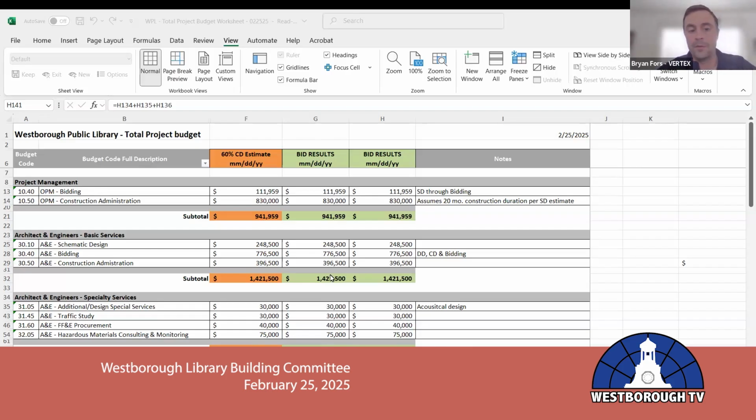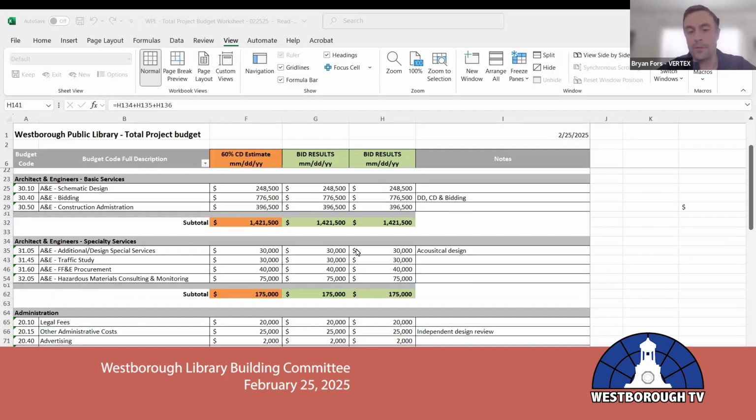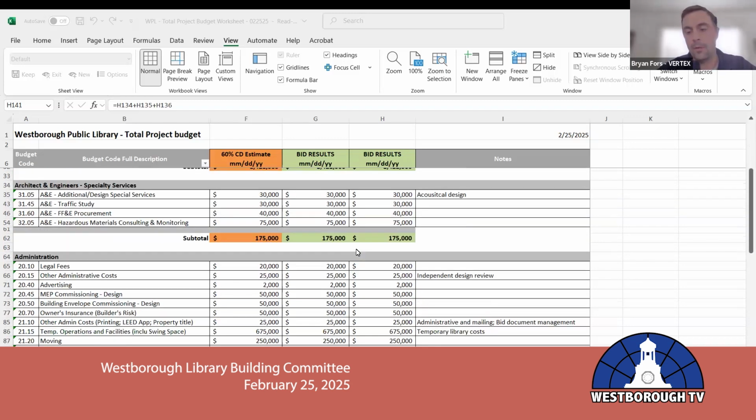We also have hazardous materials consultant and monitoring. We have a placeholder for that. That would be for any abatement for any asbestos or any air quality monitoring that would need to happen throughout construction. We then have some administration fees. And I know, Ed, if you want me to rip through this and then go back to the numbers that we need to discuss in regards to temp and moving.